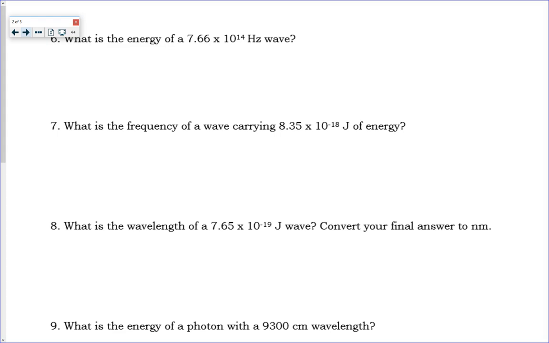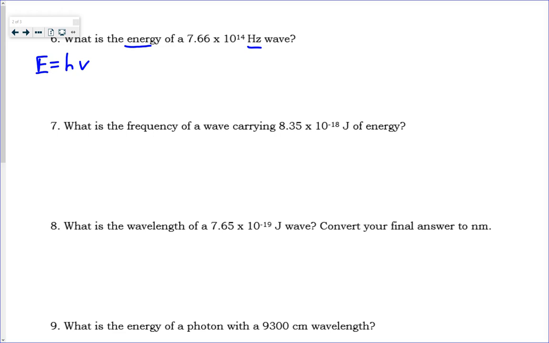The problems on the back have to do with energy, a lot of them, so we're going to have to use some of the other equations. Number 6 says, what is the energy of a 7.66 times 10 to the 14th hertz wave? So in this case, we are asking for the energy, and it's given us hertz, so that's the frequency. We need to find the equation that relates energy and frequency to one another. If you look back on the front, you can see the equation that has energy and frequency is E equals h nu. So that's what we're going to be using here. The energy is what we're trying to find.